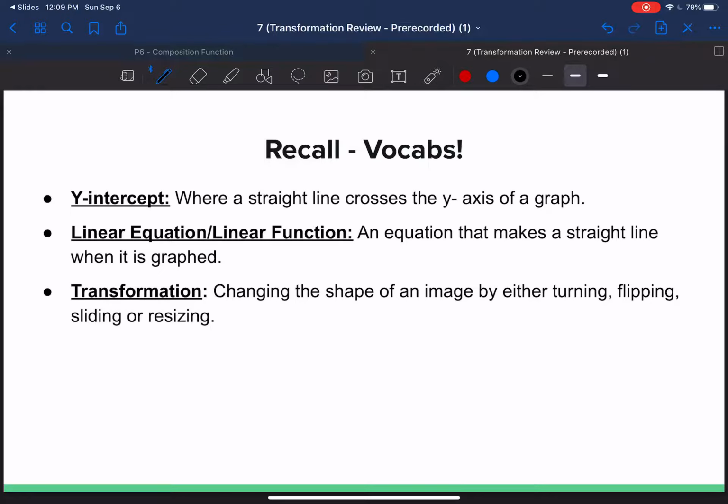So y-intercept is basically where a straight line meets the y-axis of the graph. Linear equation is the equation that makes a straight line. Transformation is another way to say changing the shape of an image or graph by either turning, flipping, sliding, or resizing. So please pause the video and write these things down.